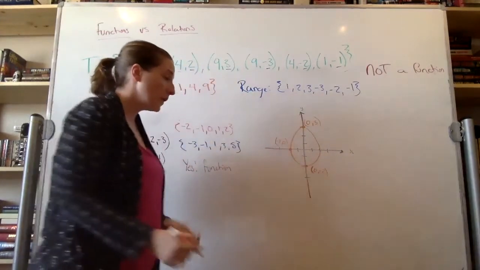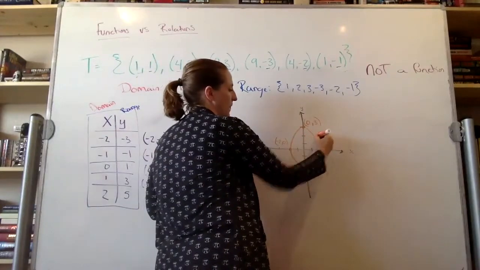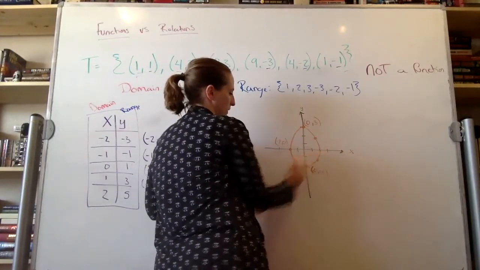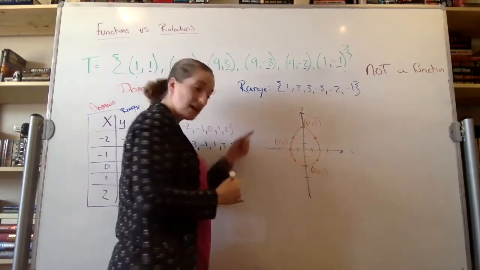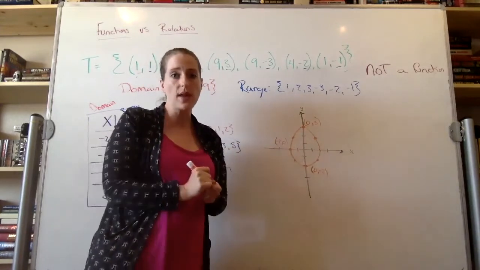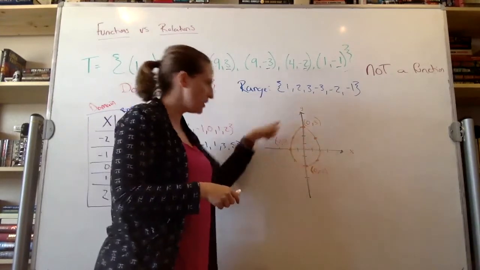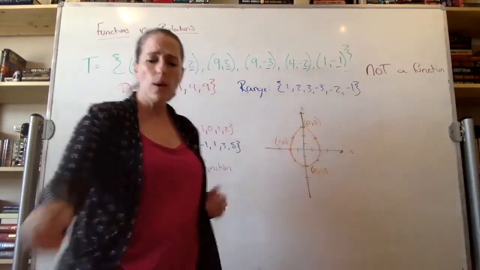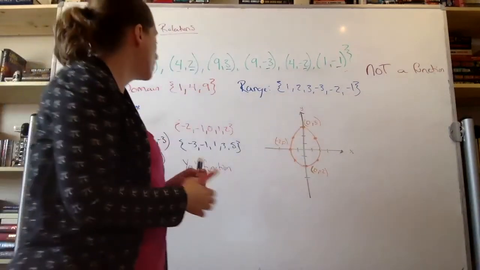Now there are lots of other points on the circle, right? I could try and figure out what this point is, what this point is, what this point is. In other words, there are infinitely many points on the circle that are part of the relation defined by this graph. Now, what that means is we're going to have to think about our domain and range a little bit differently.